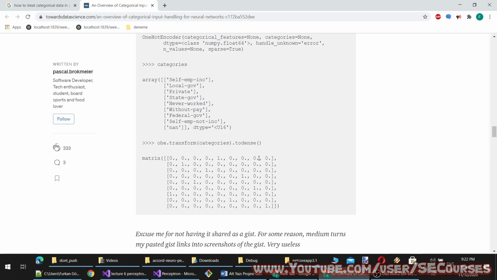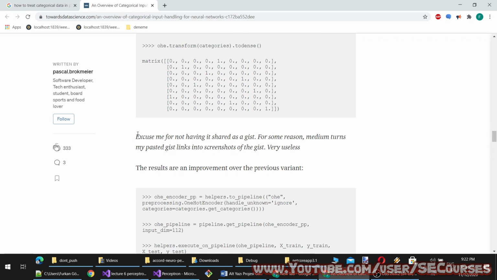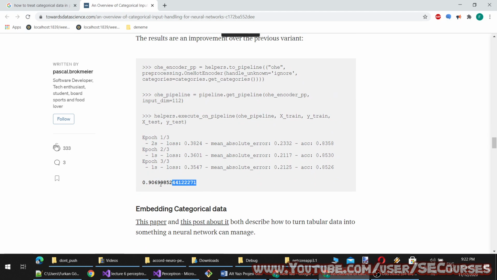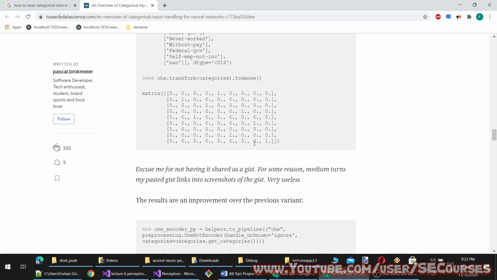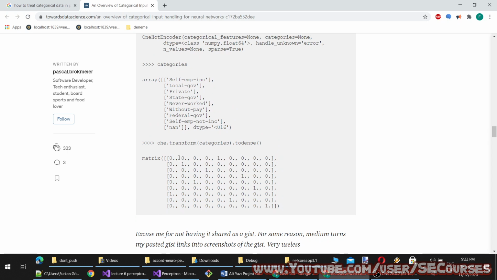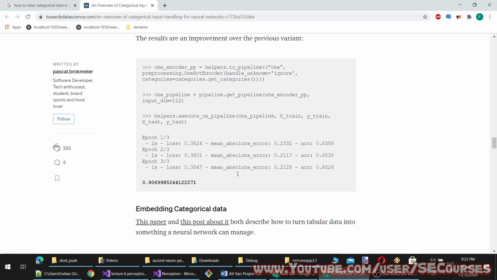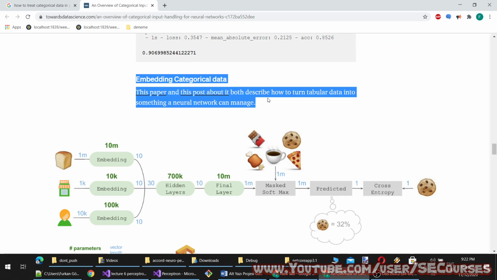Okay, what I see is it is either 0 or 1. However, the results have been improved, as you can see. So this is either 0 or 1. I don't know what it is based on. Okay, let's see the other methods. Embedding categorical data. This paper and this post about it both describe how to turn tabular data into something a neural network can manage.